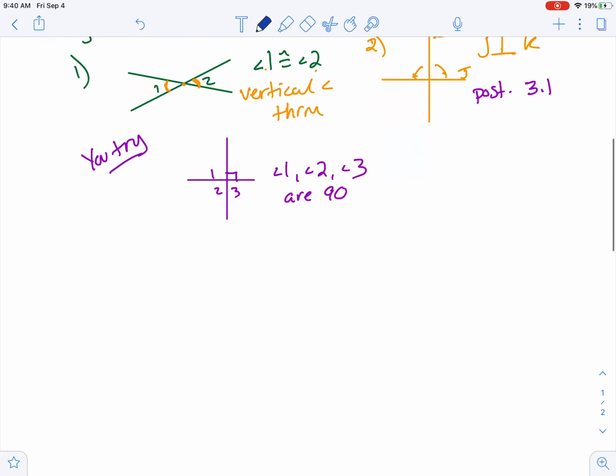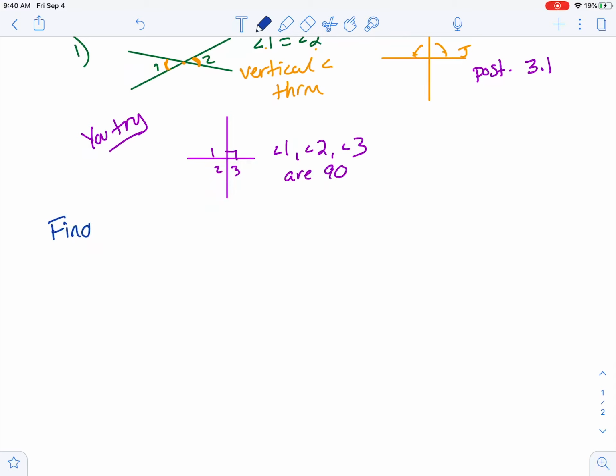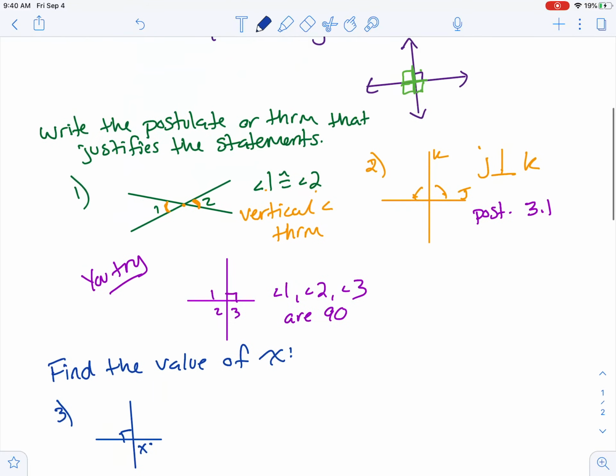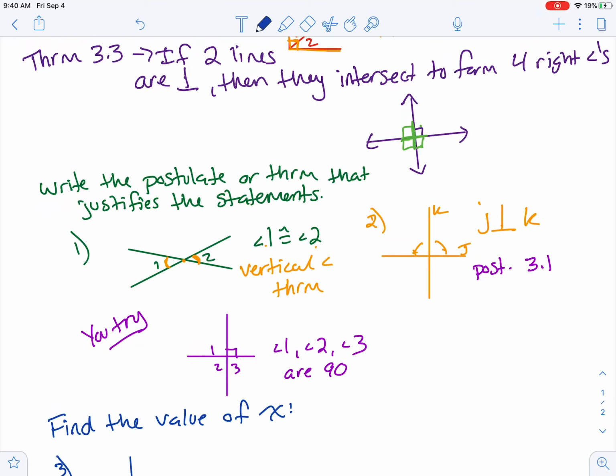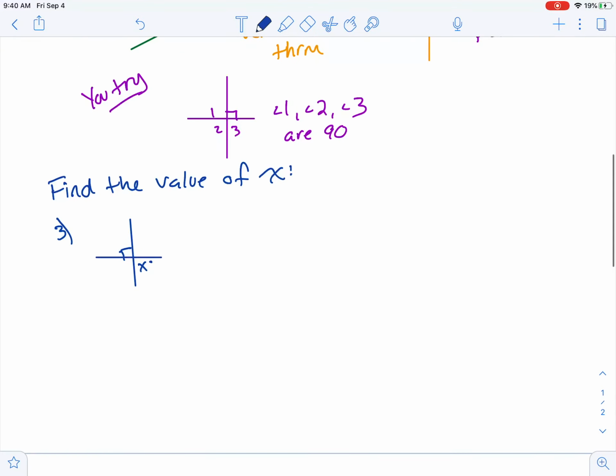All right, the next examples that we're going to do are going to be a little bit more solving. So now we're going to actually find the value of x. So the first one, number 3. Here's our picture. Here's x. So what degree would x be? Well, let's think about our theorem. Okay, if I have two lines that meet at a 90-degree angle, from our postulates, oh look, 3.3 looks very familiar. If I have one 90-degree angle, all are 90. So what would x be equal to? 90 degrees.